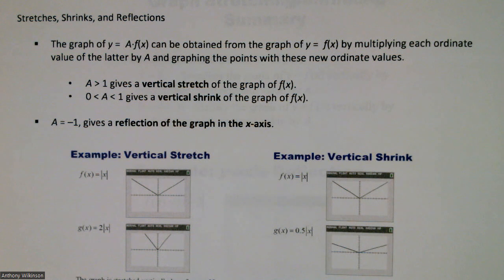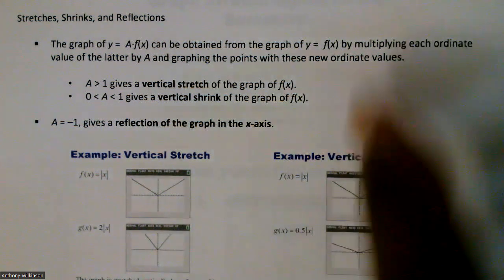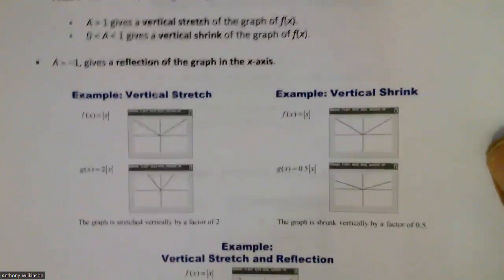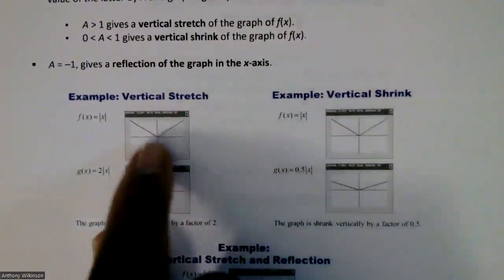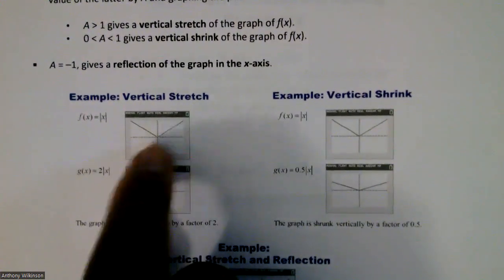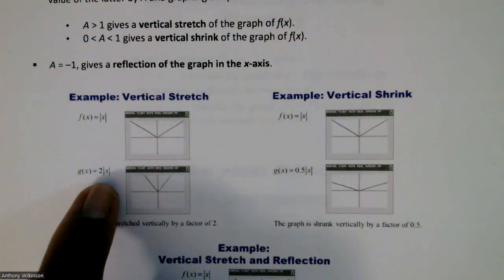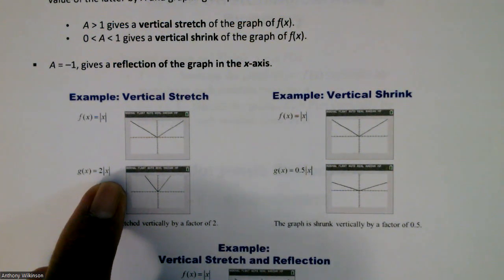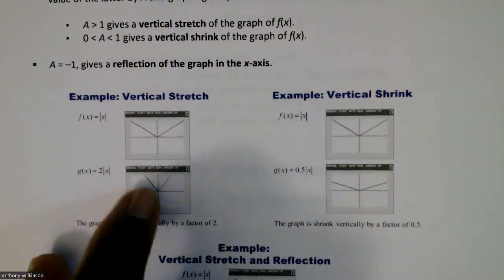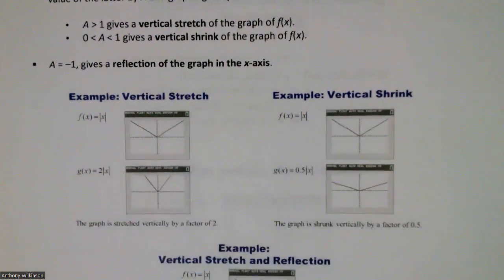And a equaling -1, or if a is just negative, then you're going to get a reflection in the graph about the x-axis. Okay, we'll just say a is equal to -1 and keep it like that. All right, so in this example, for a vertical stretch, here's the graph of f of x equals the absolute value of x. Looks like this. Here's g of x equaling 2 times the absolute value of x. So here we're stretching this graph of absolute value of x by a factor of 2.